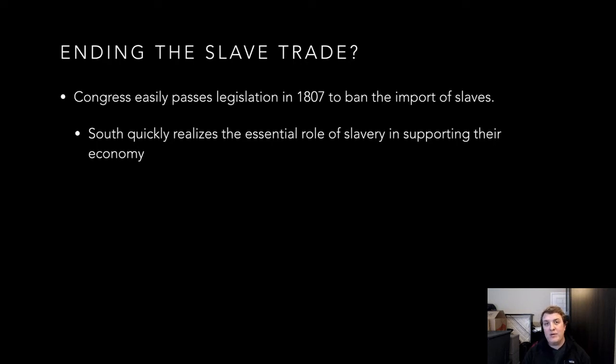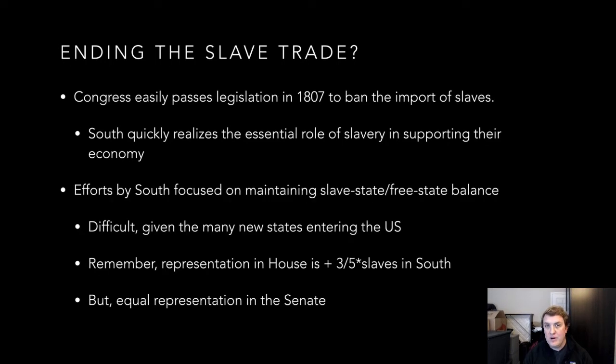And many Southern representatives and senators quickly realize that slavery is central to their economy, and they need to protect this. They need to prevent the ability of the North and the Congress itself to constrain their ability to continue chattel slavery. So, for much of the first half of the 19th century, many of the efforts of the South, as the United States expands, are focused on maintaining this balance between slave states and free states.